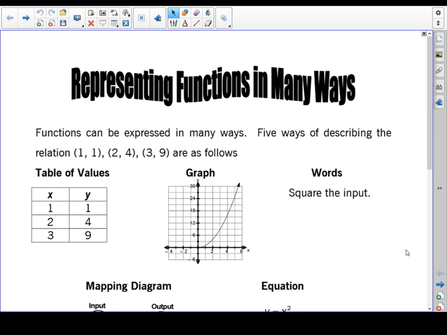Hi, grade 10s. Today we are going to take the idea of functions and take it one step further. Today we are going to take a look at how to represent functions in many different ways.